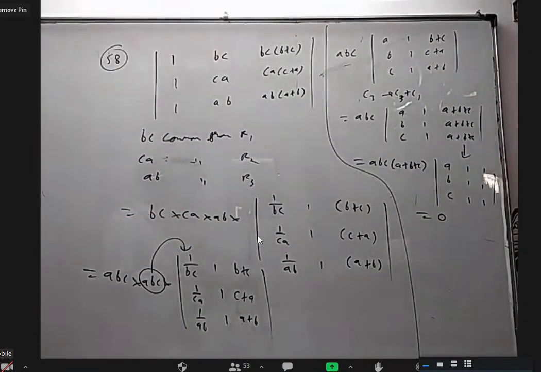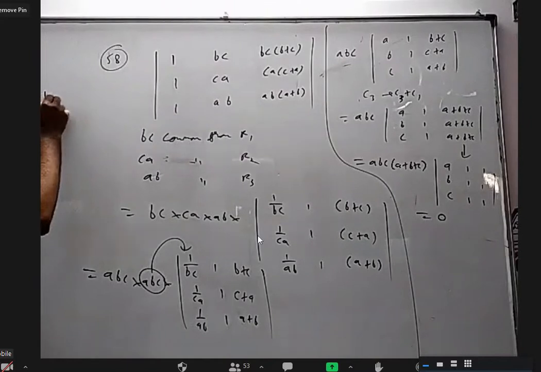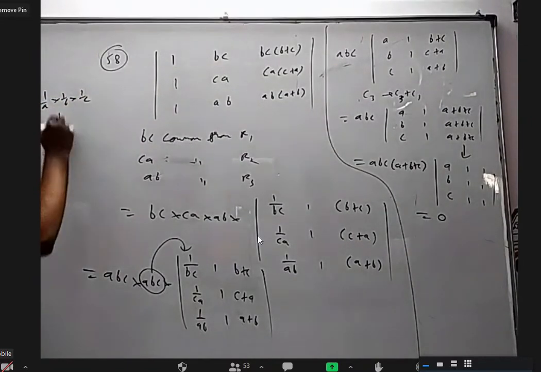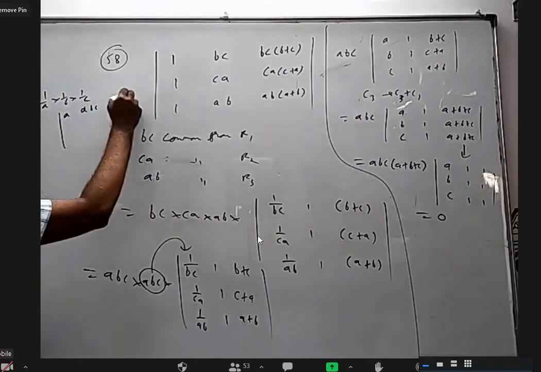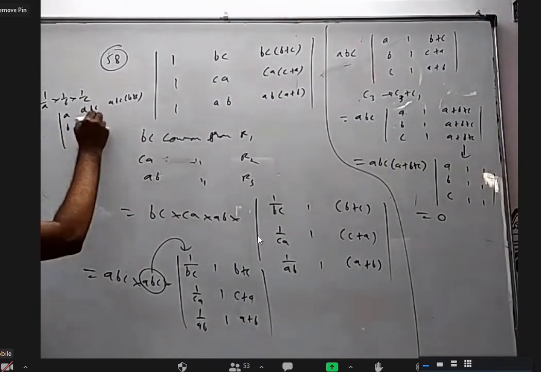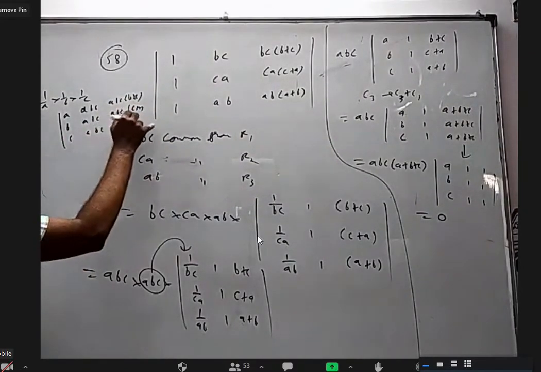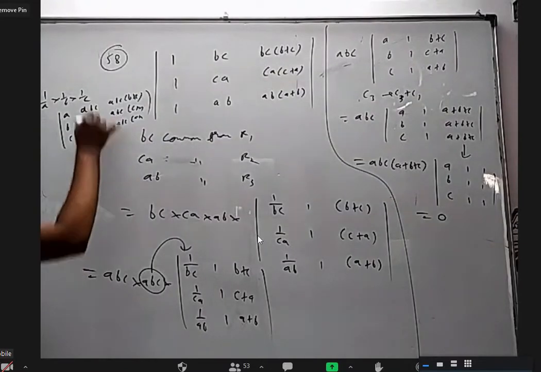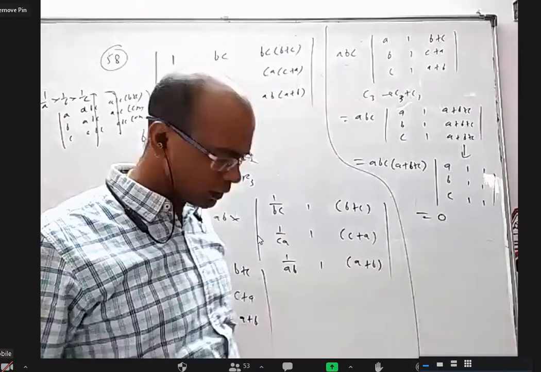Sir, I took 1 by A common from row 1, 1 by B common from row 2, and 1 by C from row 3. Understood. You write outside 1 by A, 1 by B, 1 by C, and inside you multiply with A here. ABC into B plus C, ABC, and C plus A, ABC, and A plus B. And then take ABC common here. Again, you will end up with this step. You can do that, no problem.